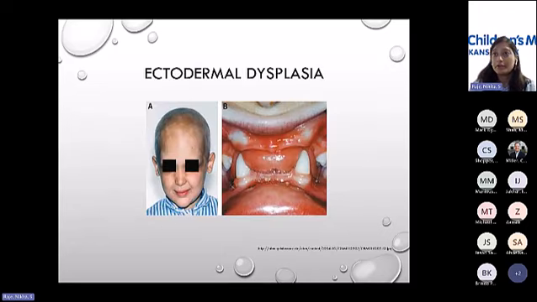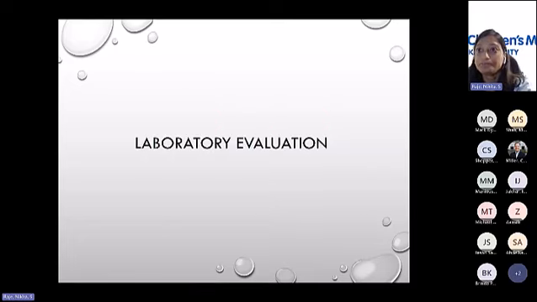This is another example of physical exam coming in handy. Ectodermal dysplasia is present in some of the patients with IEIs where there can be, as the name suggests, ectodermal dysplasia, so conical teeth, sparse hair, or nails that are deformed. All of those are features of ectodermal dysplasia.